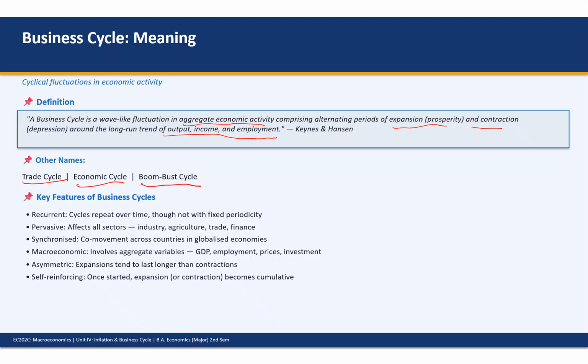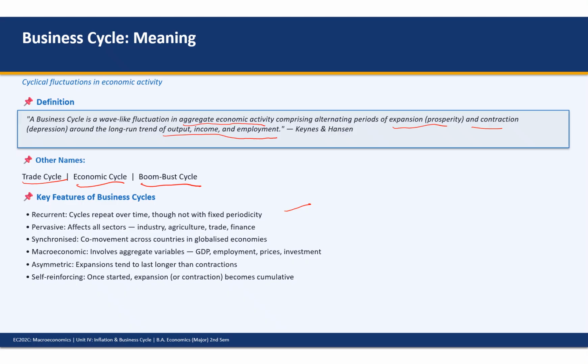The main features of business cycle are that they are recurrent, the cycles repeat over time, though not with fixed periodicity. Sometimes it may happen over 5 years. Sometimes it may take 2 decades. So it is recurrent, but it is not over a fixed periodicity. It affects all the sectors of the economy. It may be industry, it may be agriculture, it may be trade, it may be finance. It will affect all the sectors and is synchronized in a globalized world.